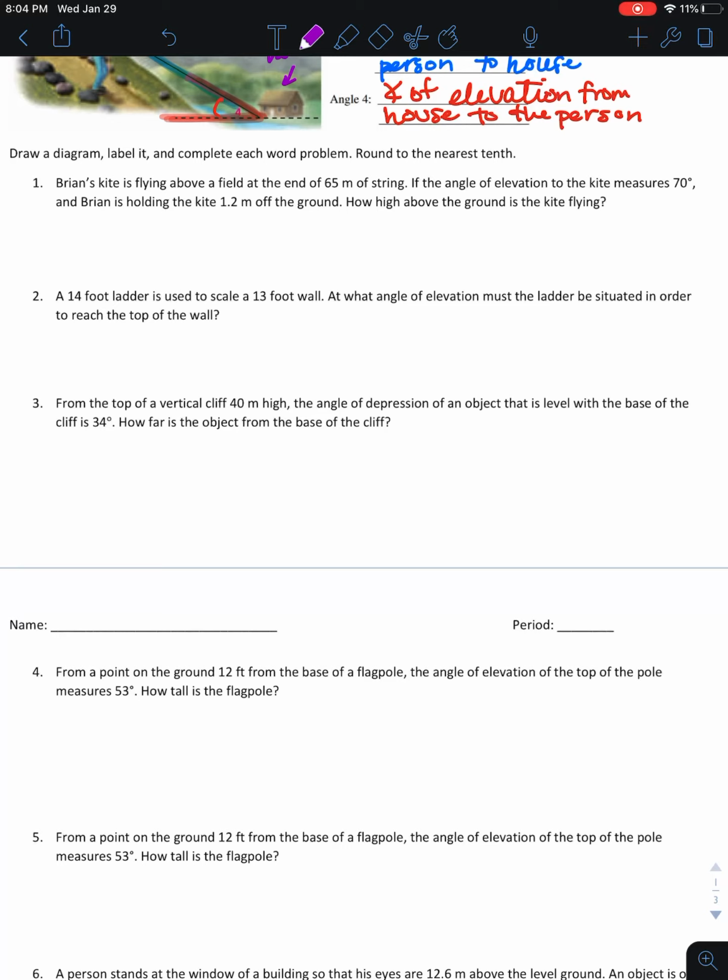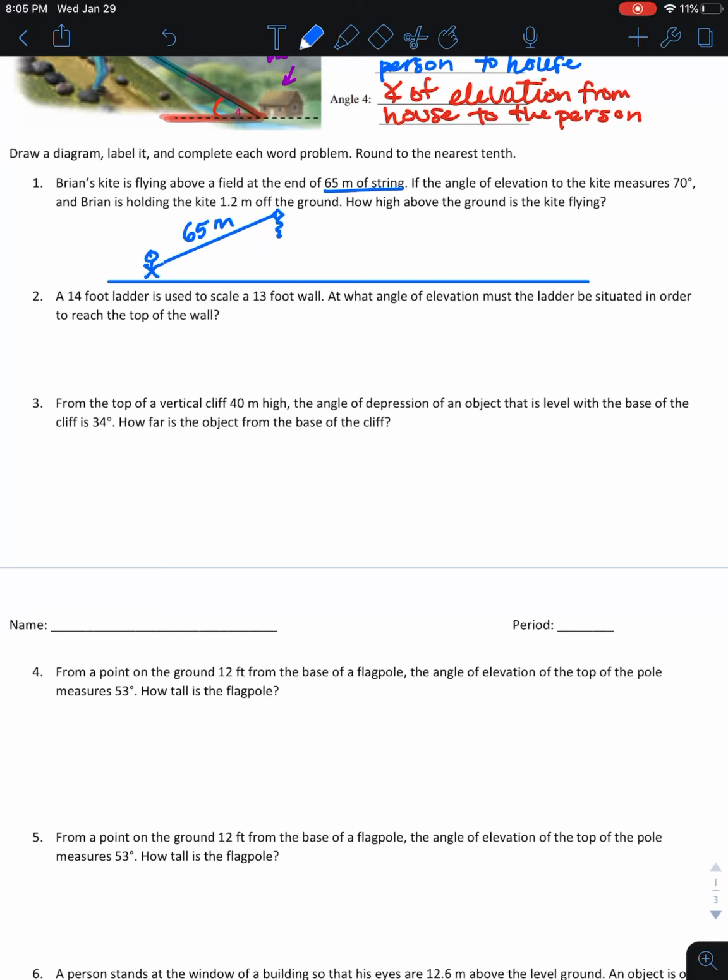Anyway, so number 1. Brian's kite is flying above a field at the end of a 65 meter string. So first thing you want to do, start with your little picture. Let's draw Brian right here. There he is. He's on the ground, but he is holding up this string attached to this little kite, from his hand to the kite. Notice how it says 65 meters of string.